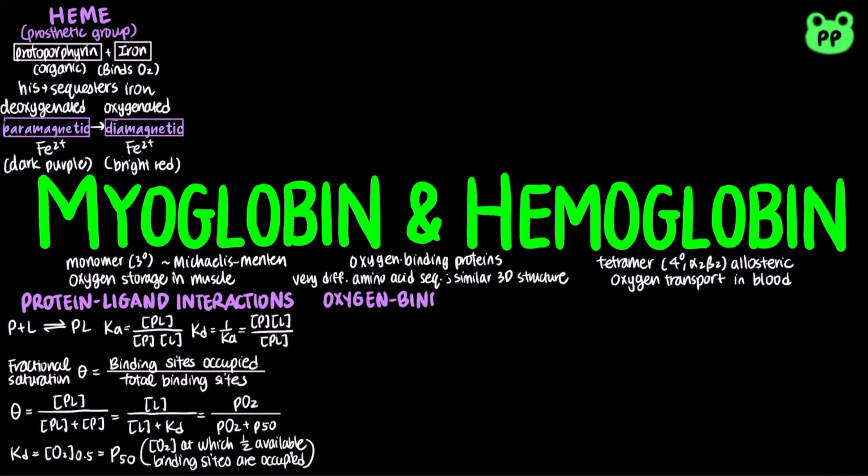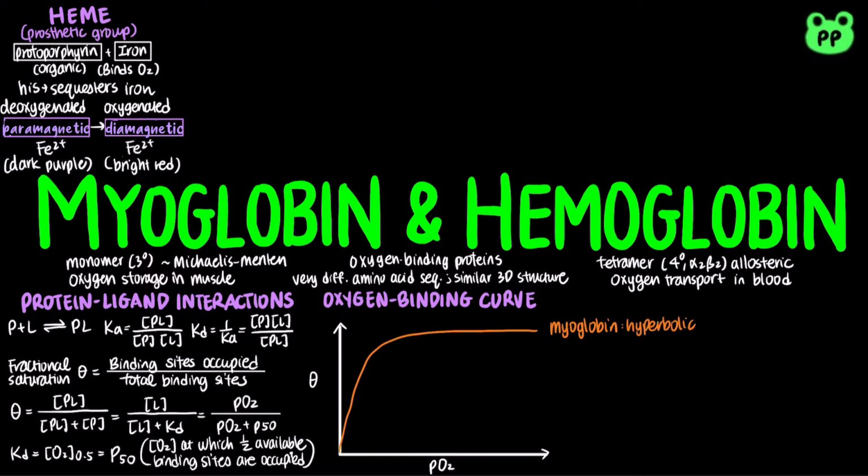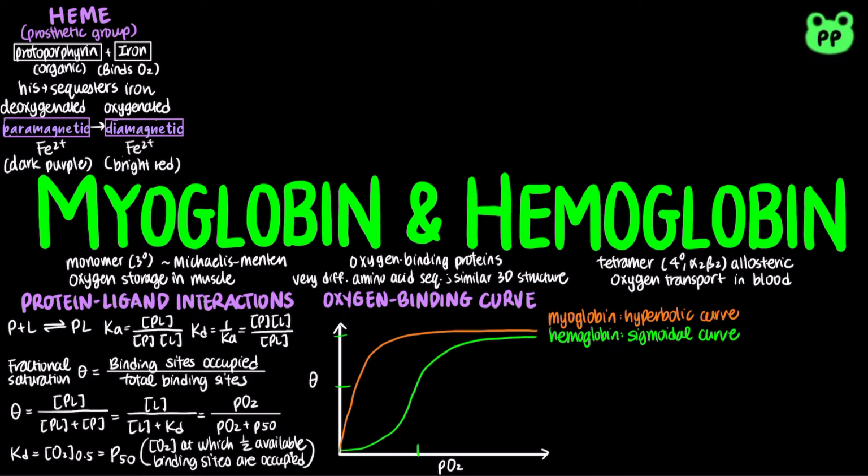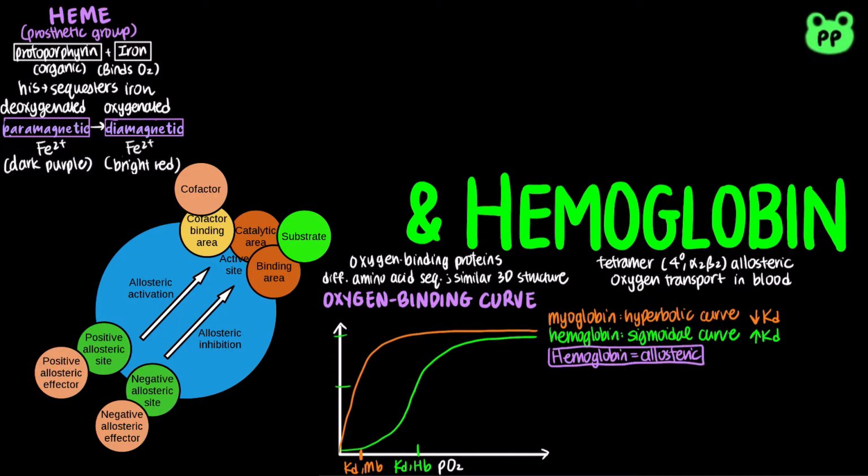The binding curves of myoglobin and hemoglobin plot fractional saturation against the partial pressure of oxygen. Myoglobin exhibits a hyperbolic binding curve, shown in orange, whereas hemoglobin exhibits a sigmoidal binding curve, shown in green. The dissociation constant for myoglobin is much lower than hemoglobin, which means that myoglobin has a higher affinity for oxygen than hemoglobin. This difference is due to the fact that hemoglobin is an allosteric protein while myoglobin isn't.